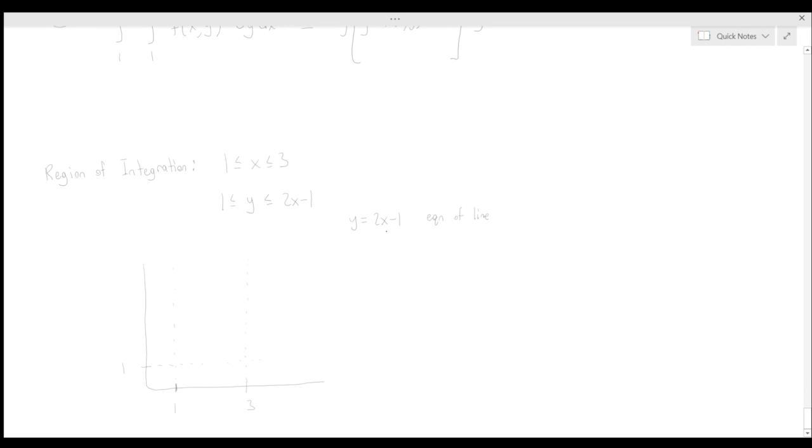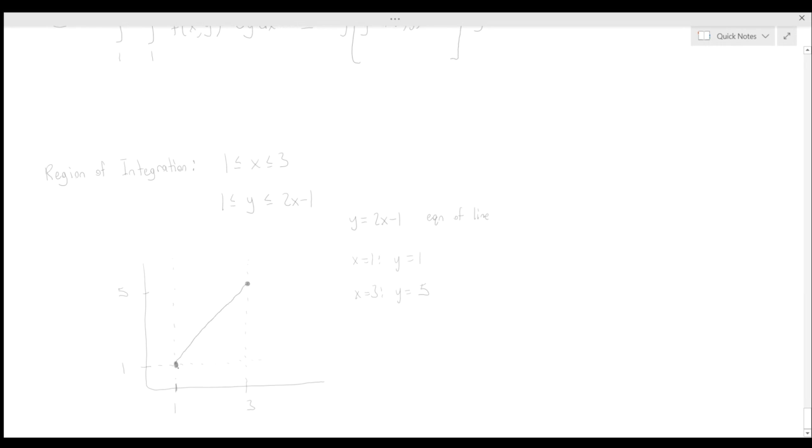All right, so let's see, when x is 1, you'll just get that y equals 1. So we are starting at this point where x is 1 and y is 1. And then I'm going to check x is 3. Plug in 3 for x, you're going to get 6 minus 1, so y is 5. All right, so the line starts at (1, 1) and goes up to (3, 5). So it's going to look like this.